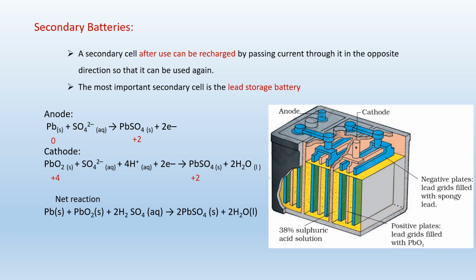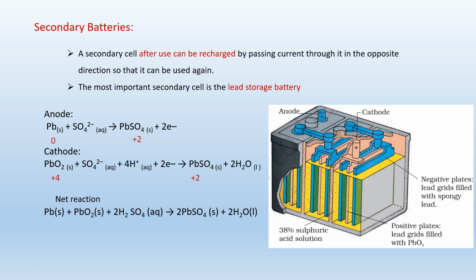Secondary batteries. Unlike primary batteries, the secondary batteries can be recharged by applying an external source of energy. That is external voltage. If you apply external voltage, the reaction can be reversed. Once the reaction has completed, the reaction can be reversed by applying the external voltage. But in a primary battery, you cannot reverse the reaction, right? The typical example for the secondary battery is the lead storage battery.